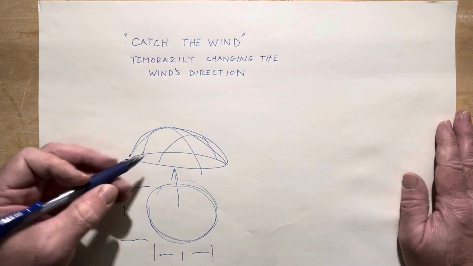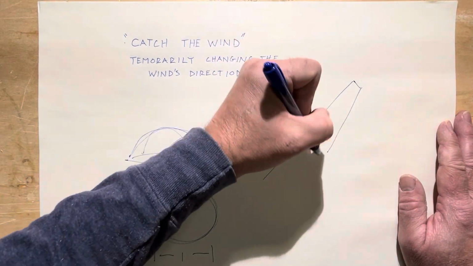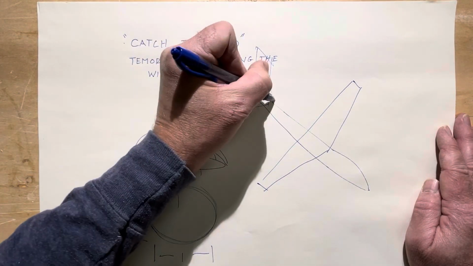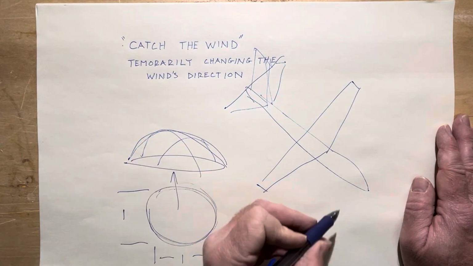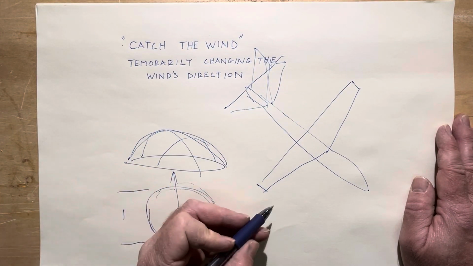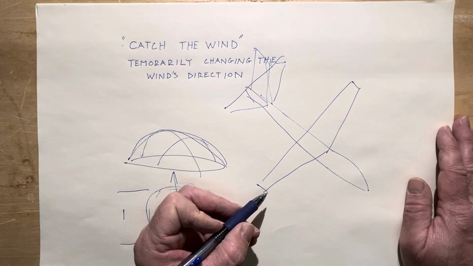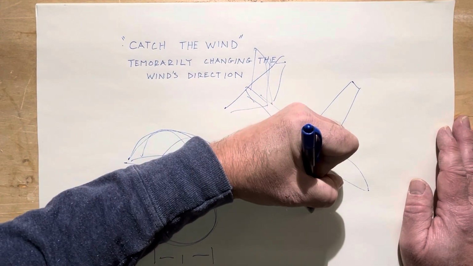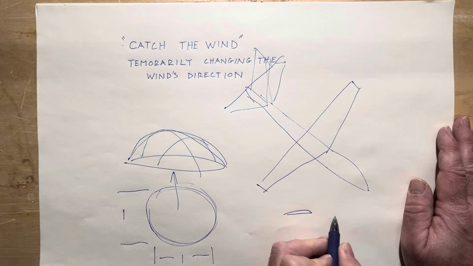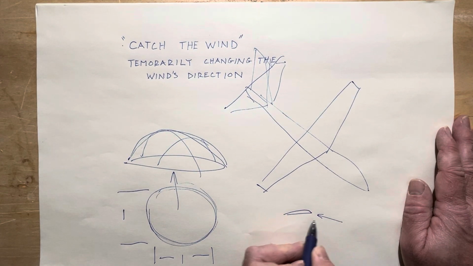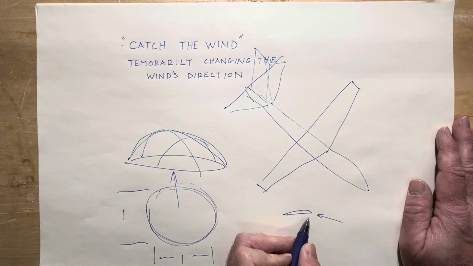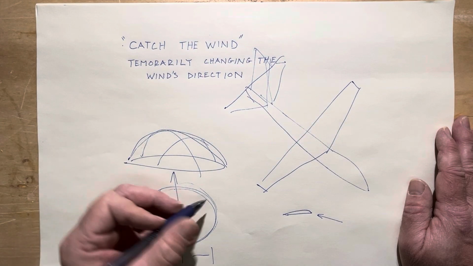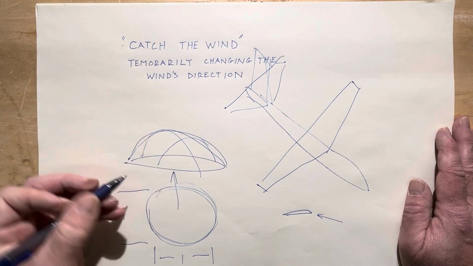The other way to fall from the sky is with a sailplane. So with a sailplane, you're not catching the wind, you're deflecting the wind. You're temporarily changing the direction of the wind. And if you look at the cross-section of a wing, the angle at which the airflow hits is very slight. With the parachute, the angle at which it hits the wind is 90.